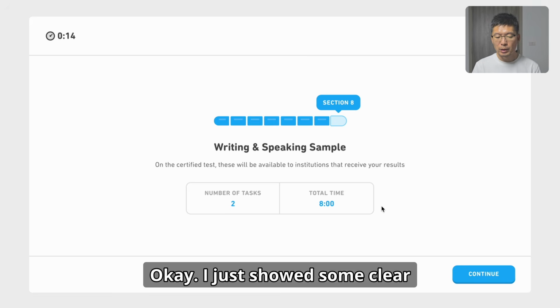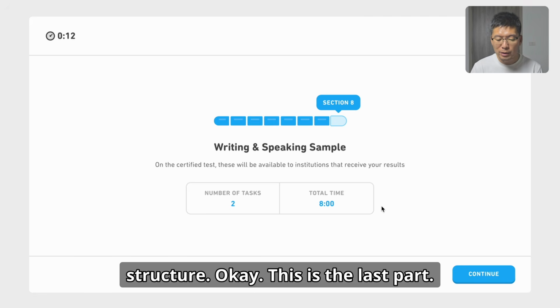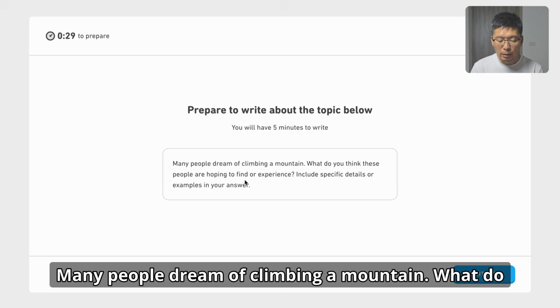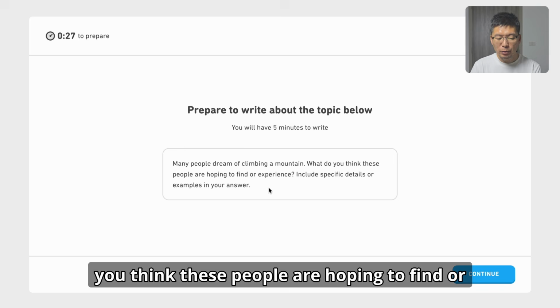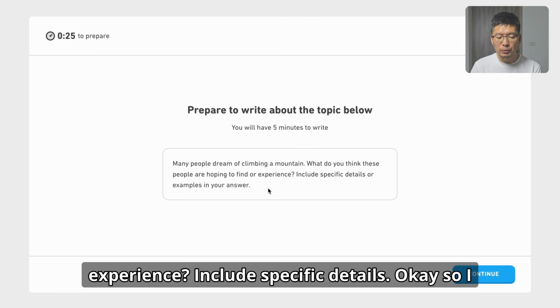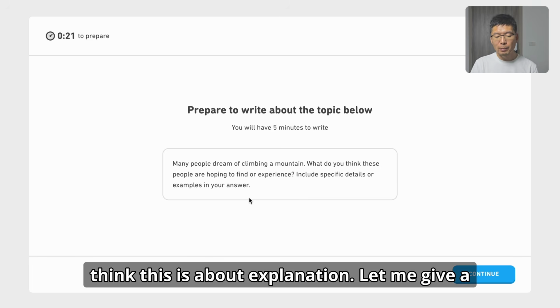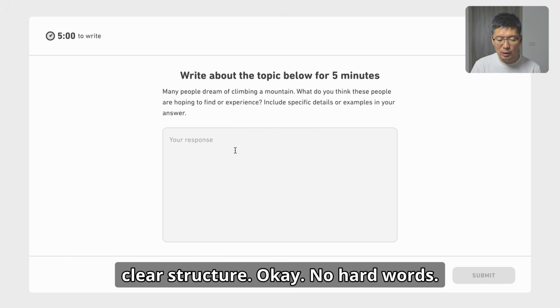Okay, I just showed some clear structure. Okay, this is the last part. Many people dream of climbing a mountain. What do you think these people are hoping to find or experience? Include the specific details. Okay, so I think this is about explanation. Let me give a clear structure.